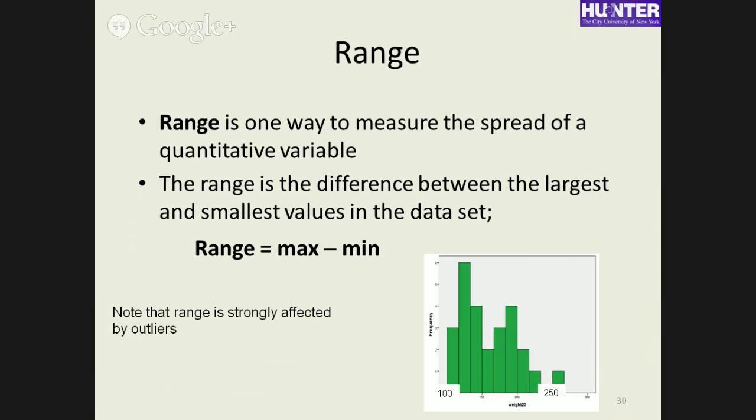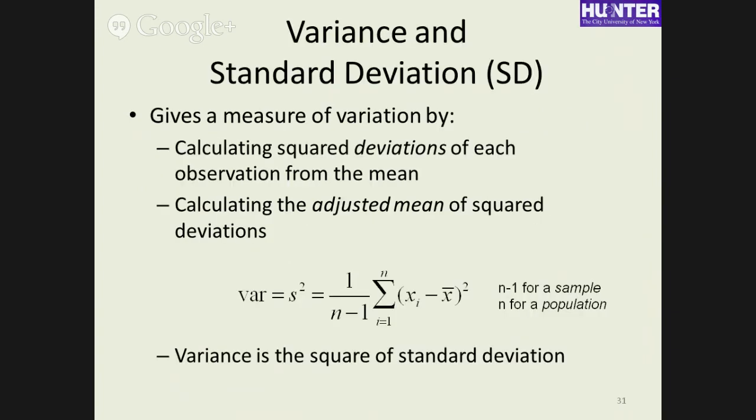Now, the range is just the difference between the largest and the smallest value. What do you think? So out of these measures of spread, we've talked about range. Oh, we have one more. I'll ask you this in a moment. Variance and standard deviation. Then I'll ask you this. This is kind of the major measure of spread that we'll use.